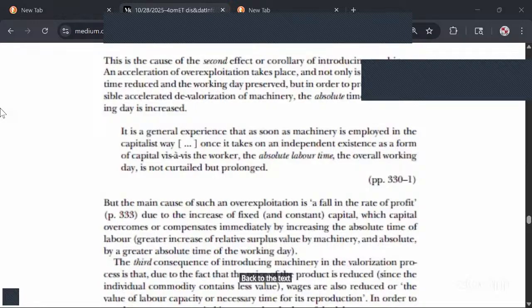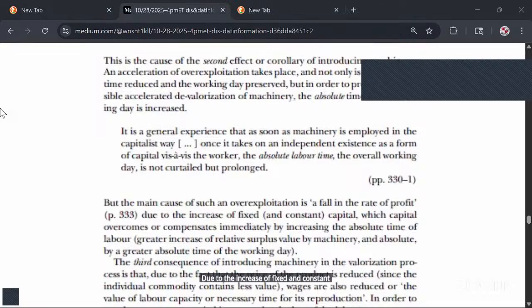But the main cause of such an overexploitation is a fall in the rate of profit due to the increase of fixed and constant capital, which capital overcomes or compensates immediately by increasing the absolute time of labor. That is, greater increase of relative surplus value by machinery and absolute by the greater absolute time of the working day. So, in other words, if you're going to do this effectively or efficiently relative to the total amount invested in capital, you need to go to third shifts.